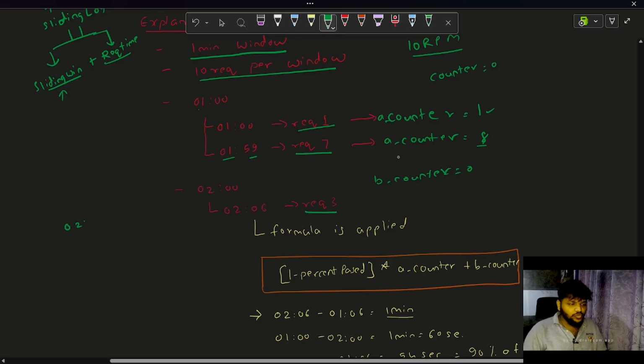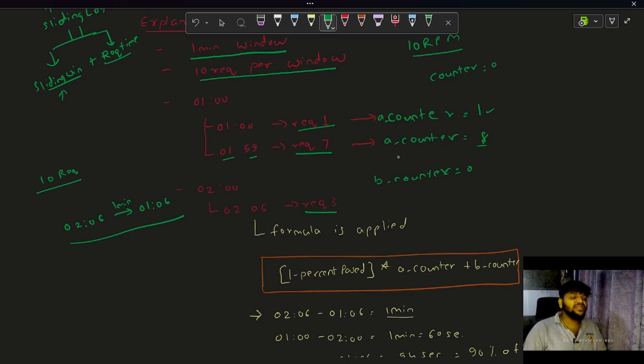From 0 2 0 6 I am going to look 1 minute back. So 0 1 0 6. So this is my 1 minute window. And now in this 1 minute window, I have to ensure there are going to be 10 requests only, because my rate limiting is 10 requests per minute. I need to ensure there is only going to be 10 requests.